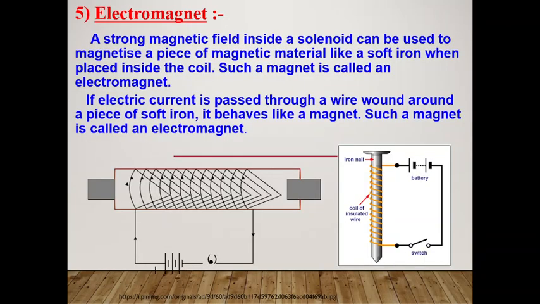Let's talk about the electromagnet. A strong magnetic field inside a solenoid can be used to magnetize a piece of magnetic material like soft iron when placed inside the coil. Such a magnet is called an electromagnet. If electric current is passed through a wire wound around a piece of soft iron, it behaves like a magnet. Such a magnet is called an electromagnet.